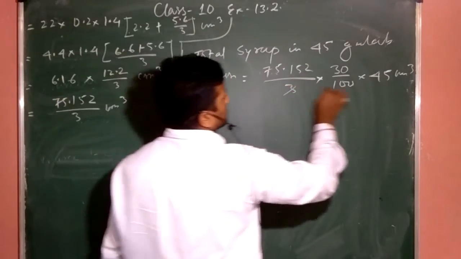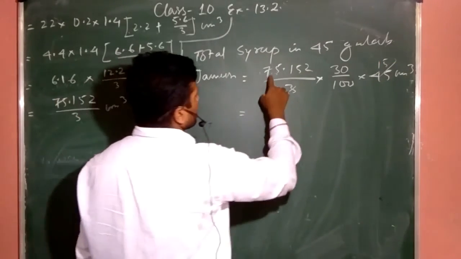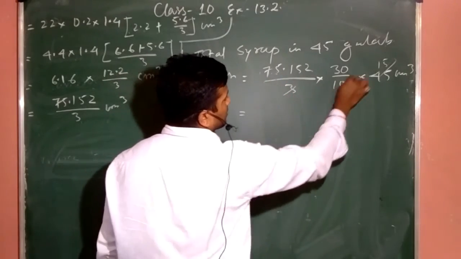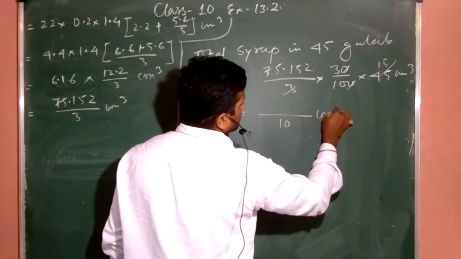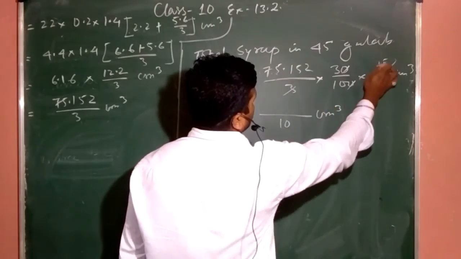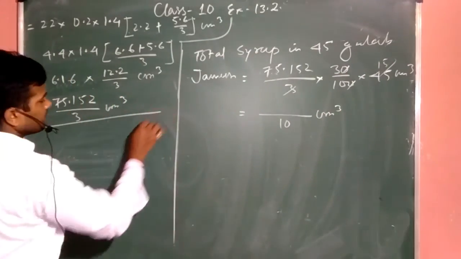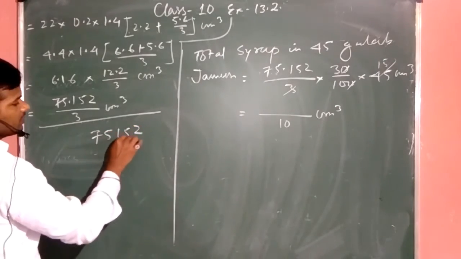We'll cut it. 3 1s are 3, 3 1s are 3, 3 5s are 15. Now we'll multiply this 75. Downside we have 100, so 1 0, 1 0 cancel. So we have how much? 10. This centimeter cube. Now this 2 will multiply, 15 3s are 45. That means we are going to multiply 75152 by 15.